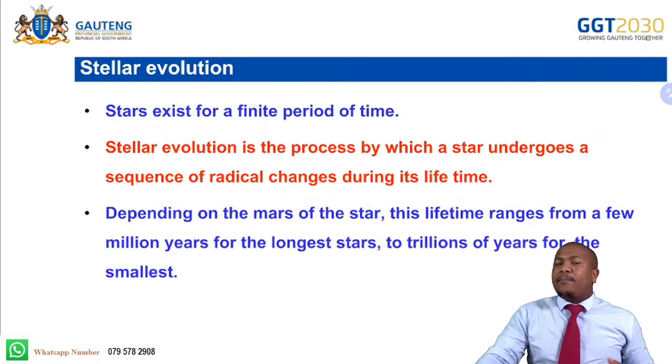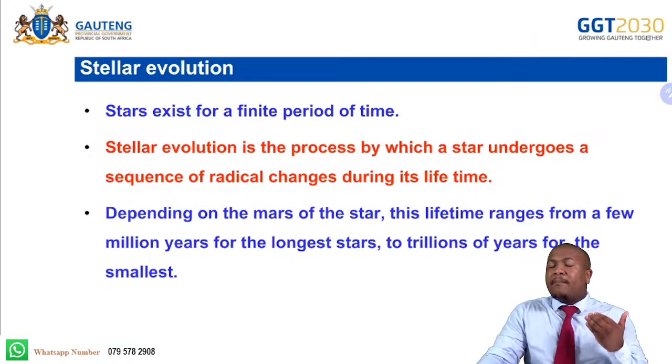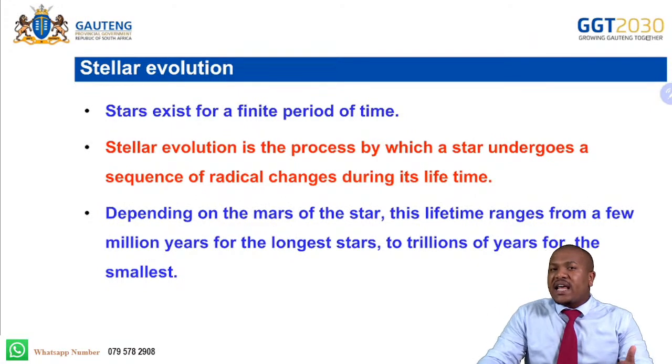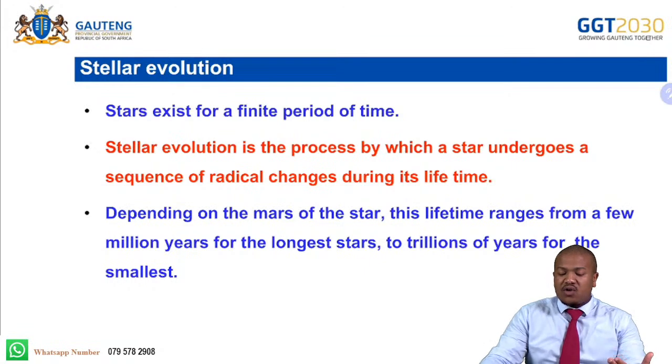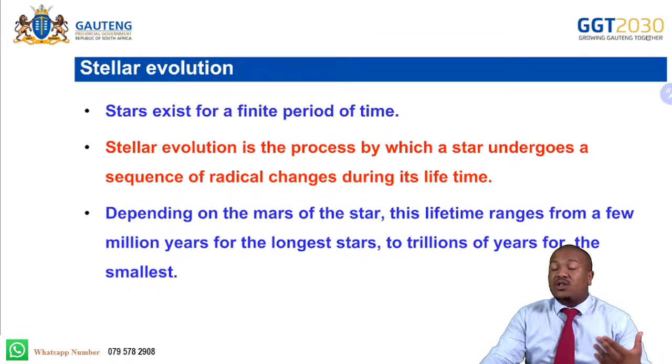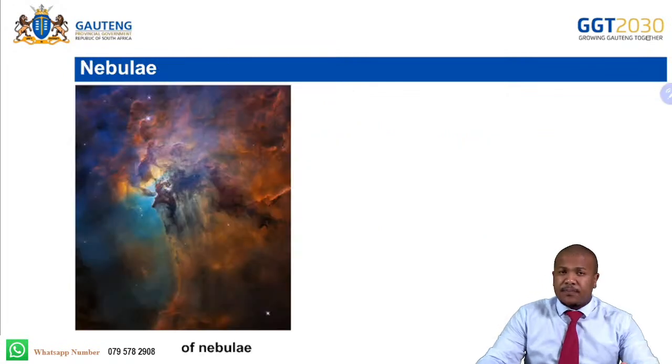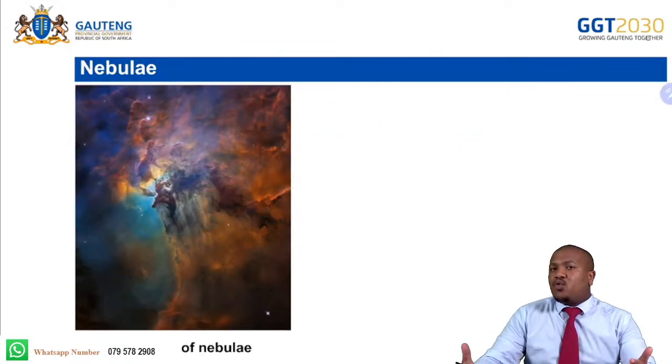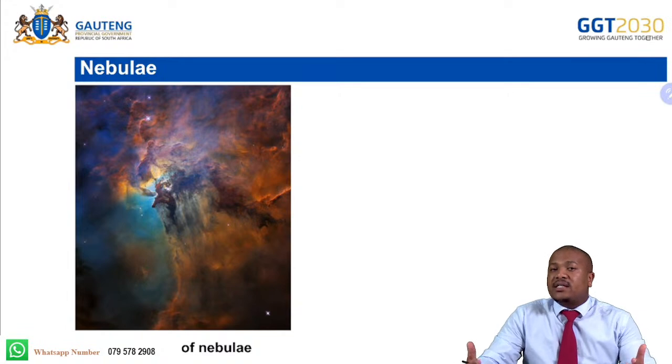Before it dies, it depends on the mass of the star. This lifetime ranges from a few million years for the largest stars to trillions of years for the smallest stars. So now, I'm just reminding you of how a star is born.